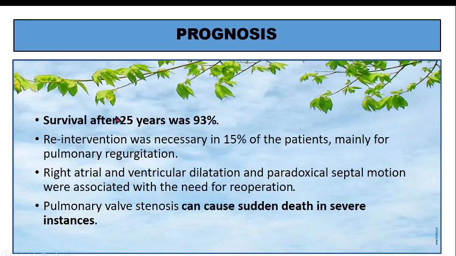Now, what is the prognosis? Survival rate after 25 is 93%. A good prognosis is there. Reintervention was required in 15% of the patients, mainly for pulmonary regurgitation. Pulmonary regurgitation ka matlab kya hai? Jo blood right ventricle se pulmonary artery mein chale gaya tha, wo wapas aa gaya.